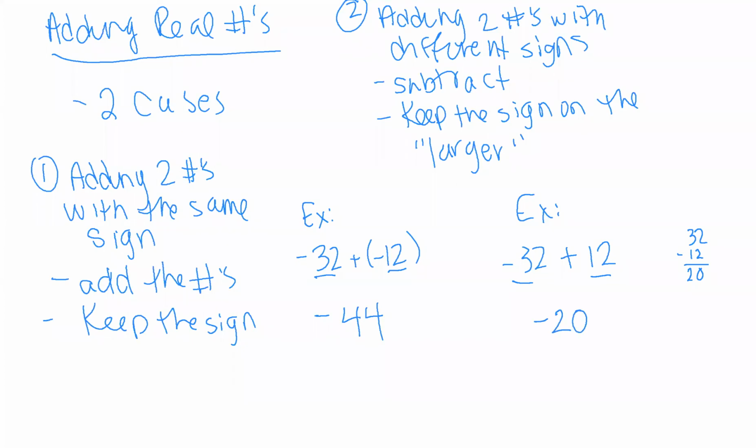Let's look at a few examples just to make sure we're really good on the addition. Let's say we have negative 7 plus negative 3. Well, I'm adding two numbers that have the same sign, so I would add 7 plus 3 is 10, and they're both negative, so it's going to remain negative 10.